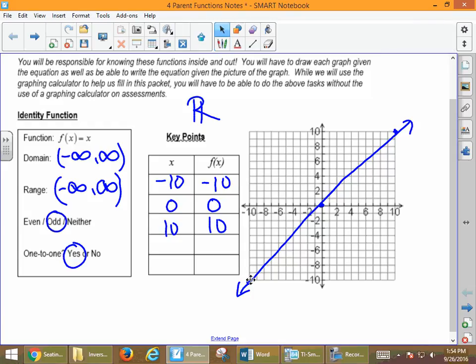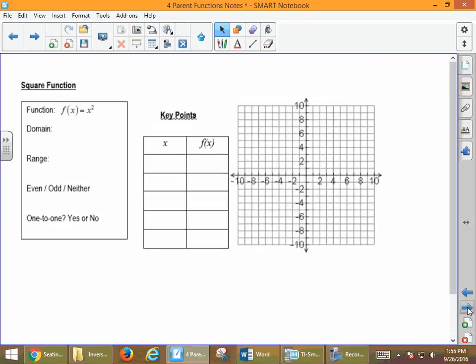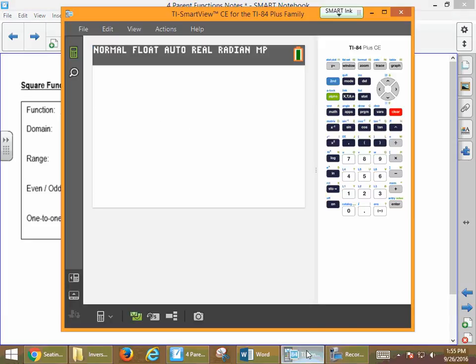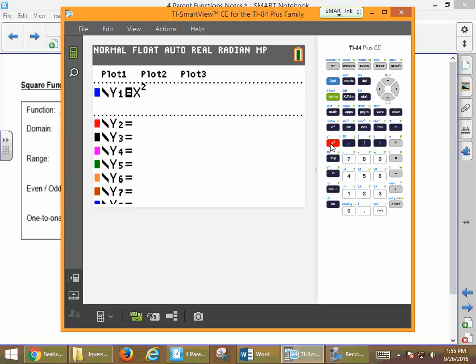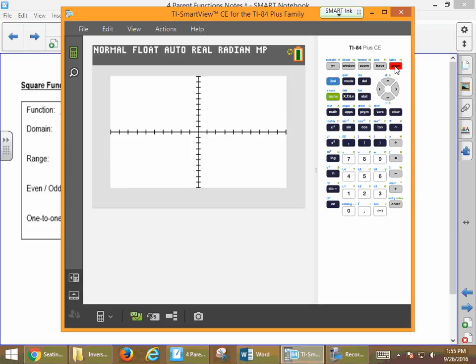Now, we could have typed that in the calculator, but we'll type the next one into the calculator. And the next one is the square function, also sometimes known as a quadratic function. If we come into our calculator, we go to y equals, and we type in x squared. And we look at the picture. Hopefully, we basically know what it's going to look like. But more importantly, let's get a couple of key points in this graph. So let's go to second, table.